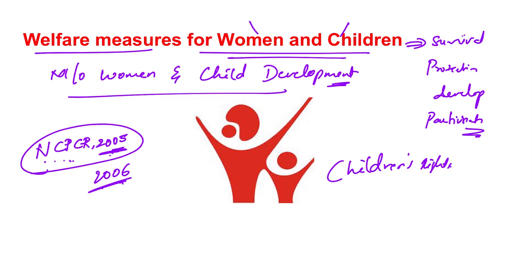The State Commissions for Protection of Child Rights have also been entrusted with the task of monitoring the implementation of the Protection of Children from Sexual Offences, which is also called the POCSO Rules, 2012.